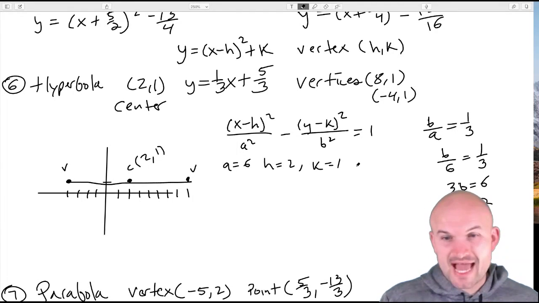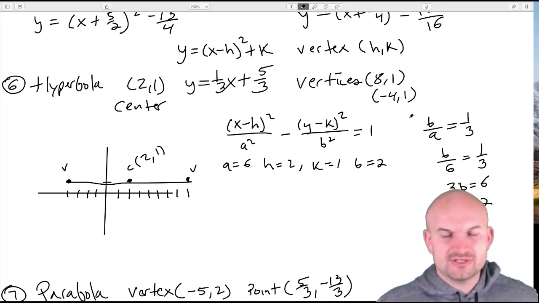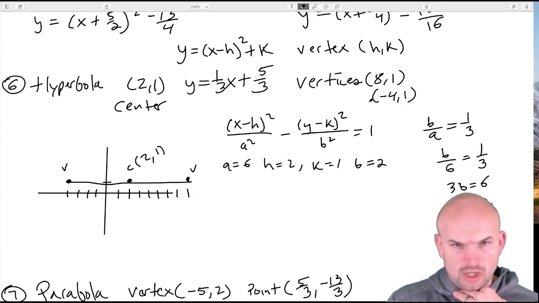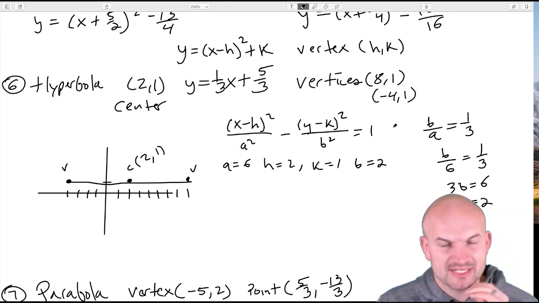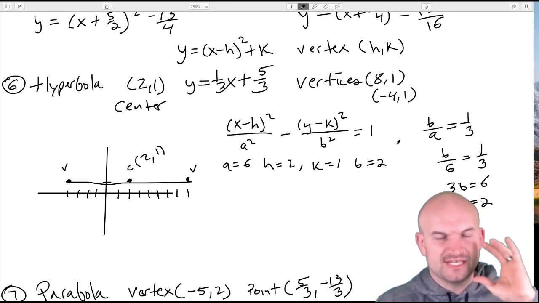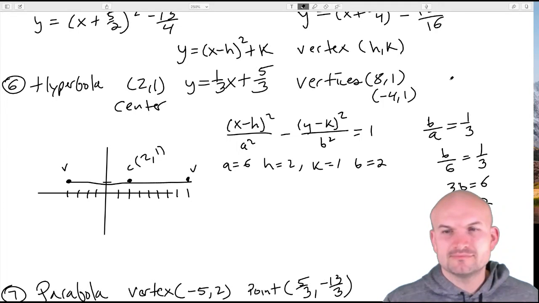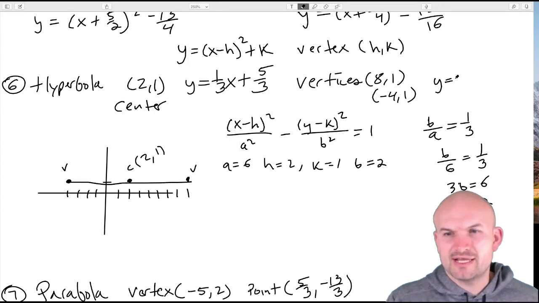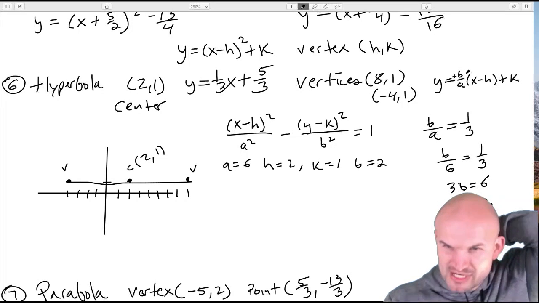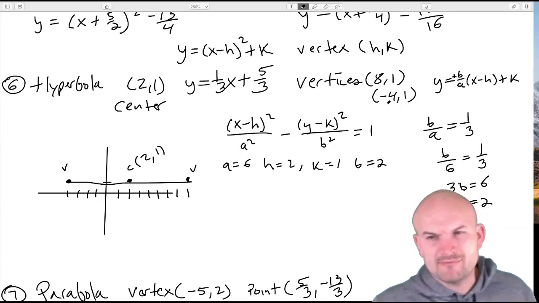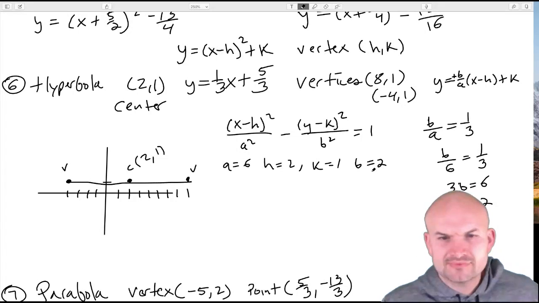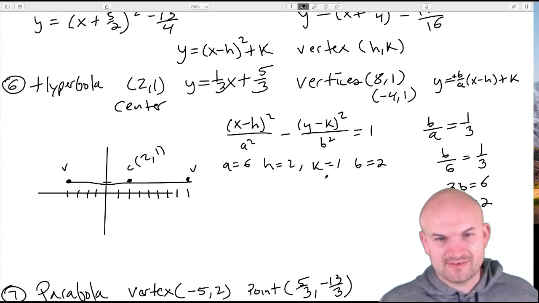So now I have b is equal to 2. Again, I could have those swapped, because it is different when it's vertical, but I believe the slope for the vertical is a over b. So the equation here is y equals plus or minus b over a times x minus h, plus k. I'm hoping that is the asymptote equation for a hyperbola with a horizontal transverse axis. And if it is, then I think I'm doing everything else correct.